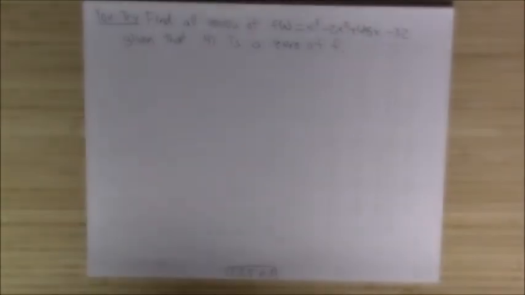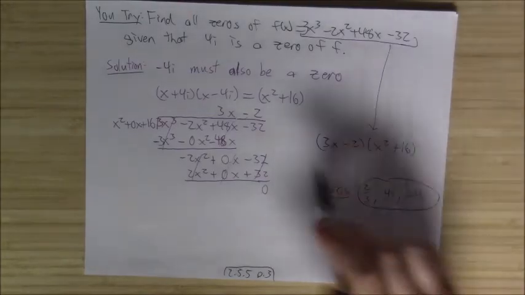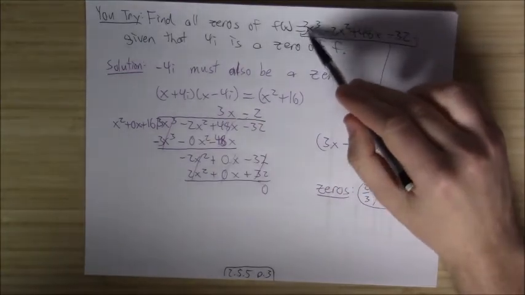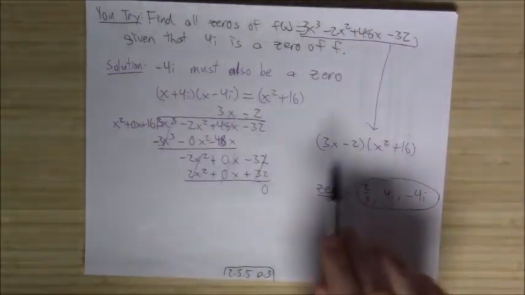Now let's have you try an example. Find all zeros of x cubed minus 2x squared plus 48x minus 32, given that you already know 4i is a zero of f. On the count of 3, I'll reveal the solution. 1, 2, 3. I actually made a typo first, so keep that in mind. There should be a 3 there. I messed up, but once you have the 3 there, this works.